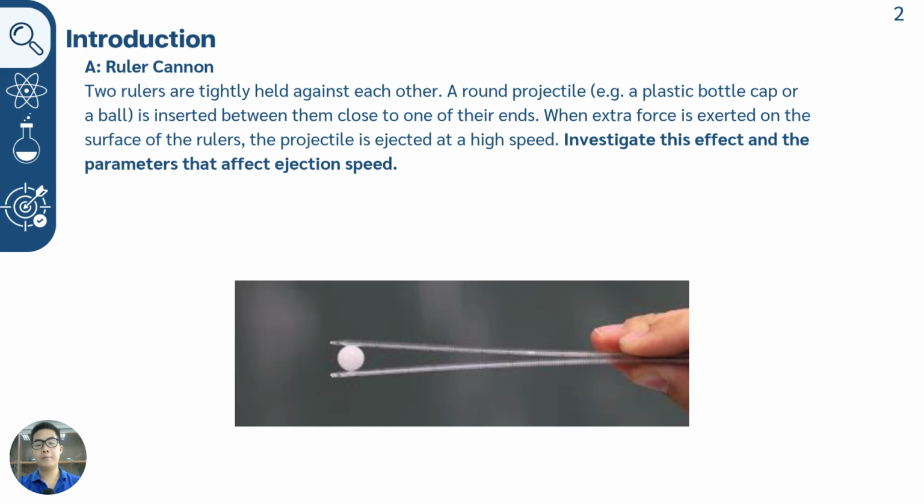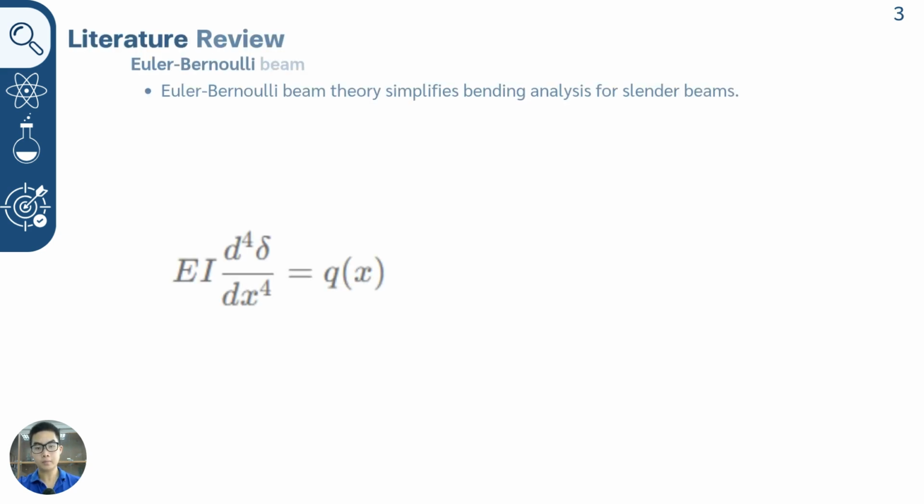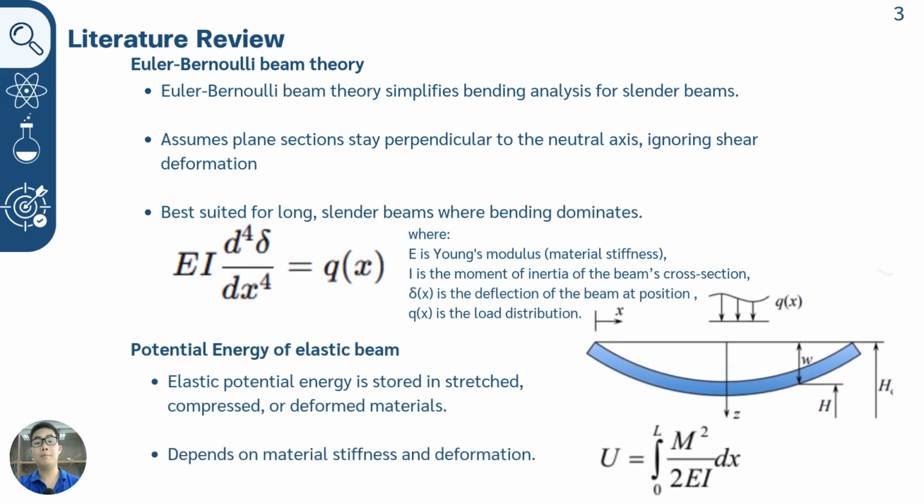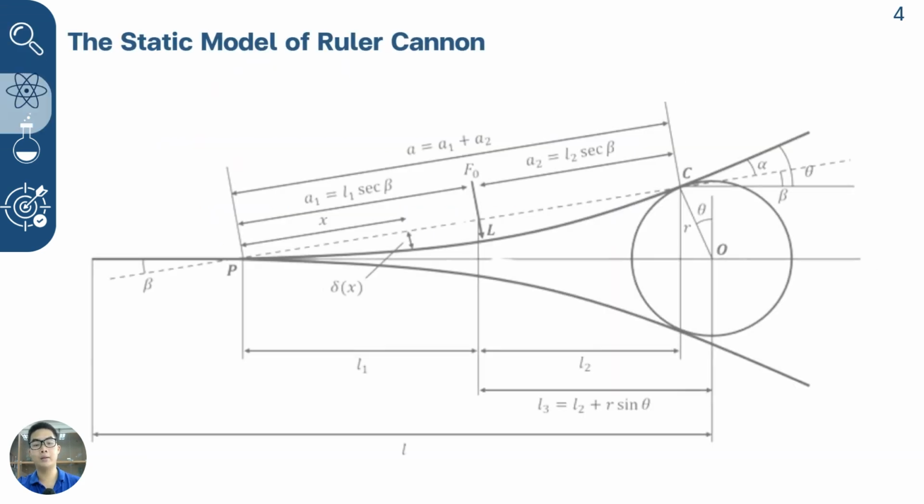Let's begin with a brief literature review. First is the Euler-Bernoulli beam theory, which simplifies the bending analysis for long cylindrical beams. It has the equation shown below. The next one is the potential energy of an elastic beam, which comes from stored bending energy and depends on the material property and the deflection. These two theories will help us model the ruler cannon.